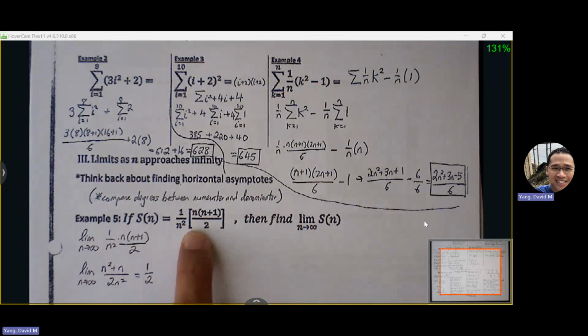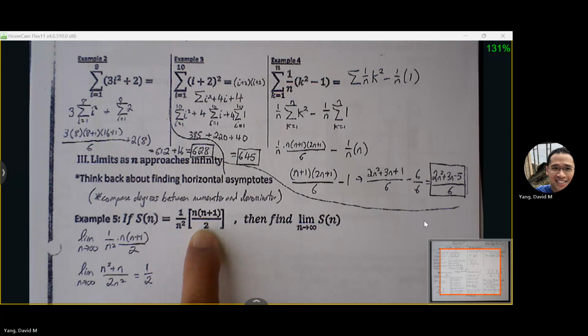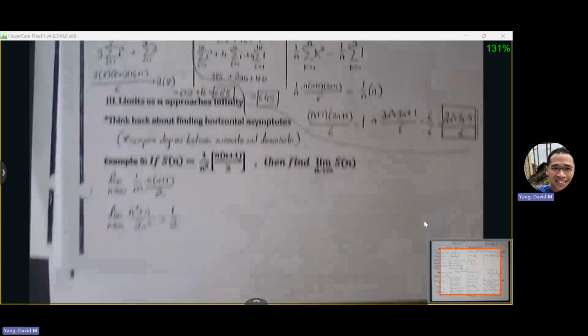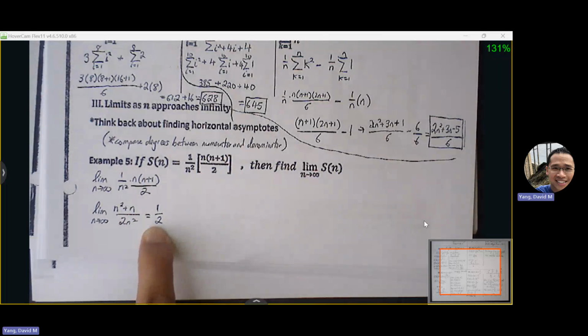So example 5, let's say I want to find the limit of this expression. So if I clean everything up between numerator and denominator, I'm going to end up with n squared plus n divided by 2n squared. And we know that as n approaches infinity, we can just compare degrees. Degrees are the same. So we simply take the ratio of the coefficients.